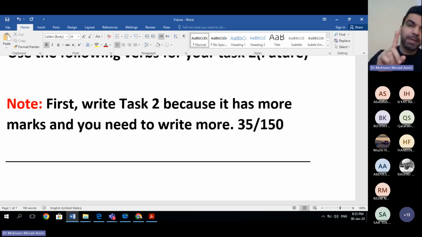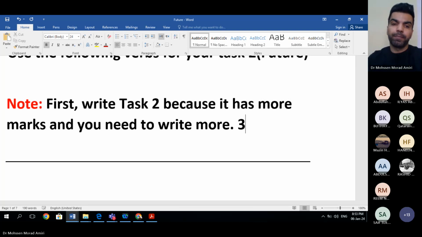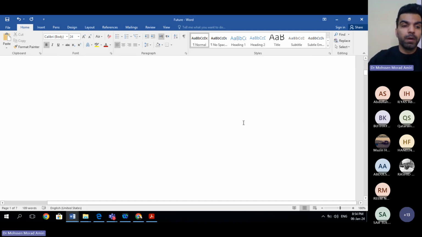This is a big mistake, because task 1 and task 2 do not have the same marks. Task 2 has more marks. So start with task 2 and write at least 150 words. Task 1 is 100. Keep this point in your mind, and keep checking the time. Always check the time.